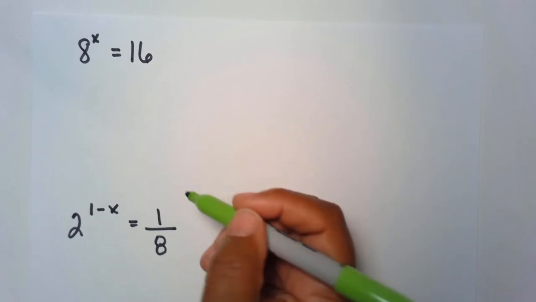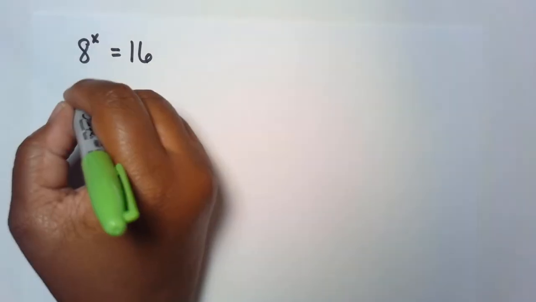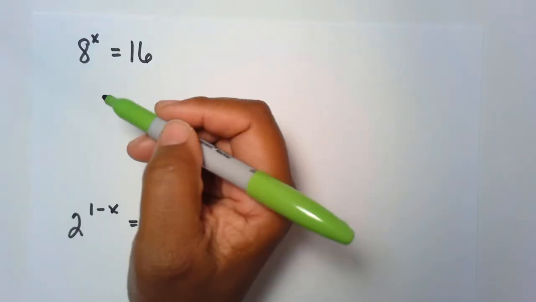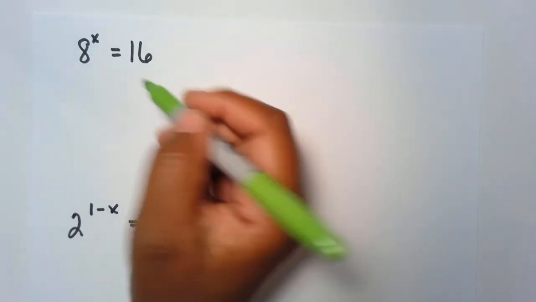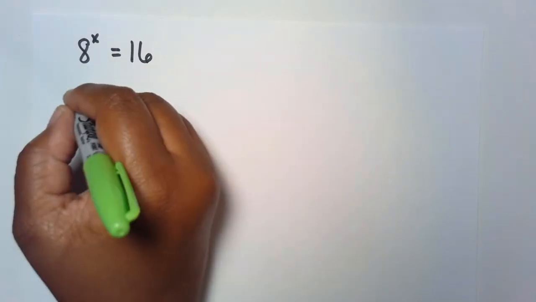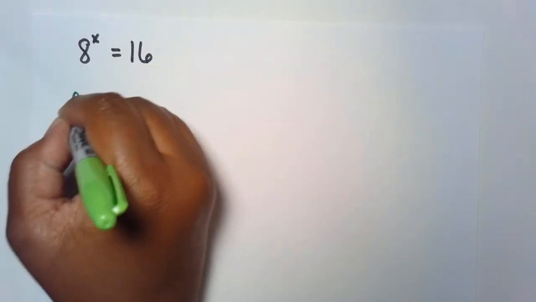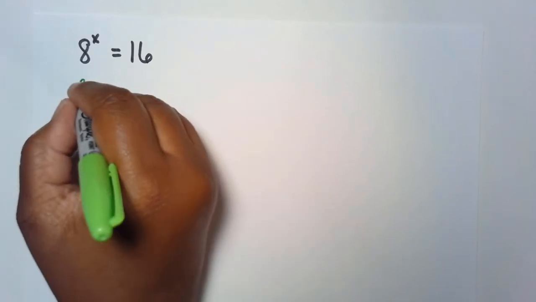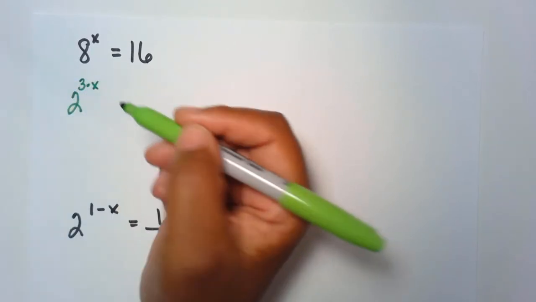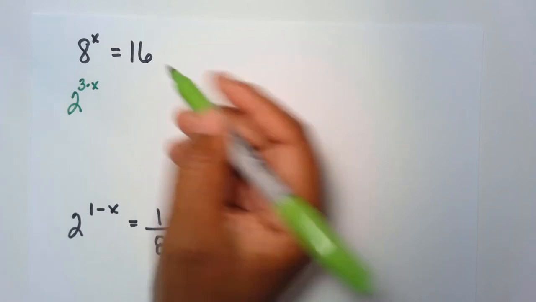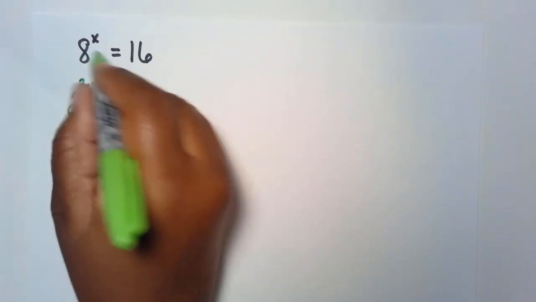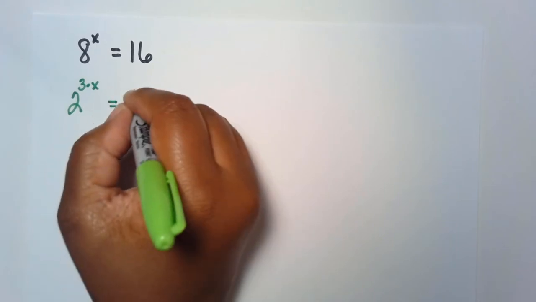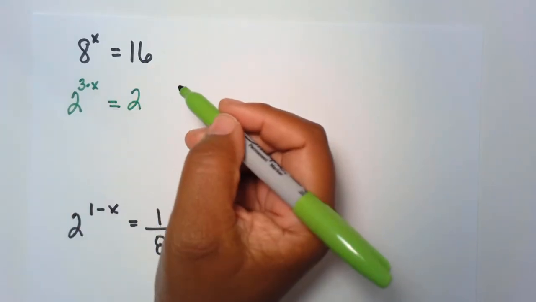It's going to be 2. It can't be 4 because 4 to the second power wouldn't give us 8. 4 to the second power would give us 16, but it wouldn't give us 8. So we have to use base 2. So 2 to the what power would give us 8? 3. 2 times 2 is 4, times 2 gives us 8. So we're going to take the 3 times the x that's already there in the equation, equals 2 to the what power would give us 16?